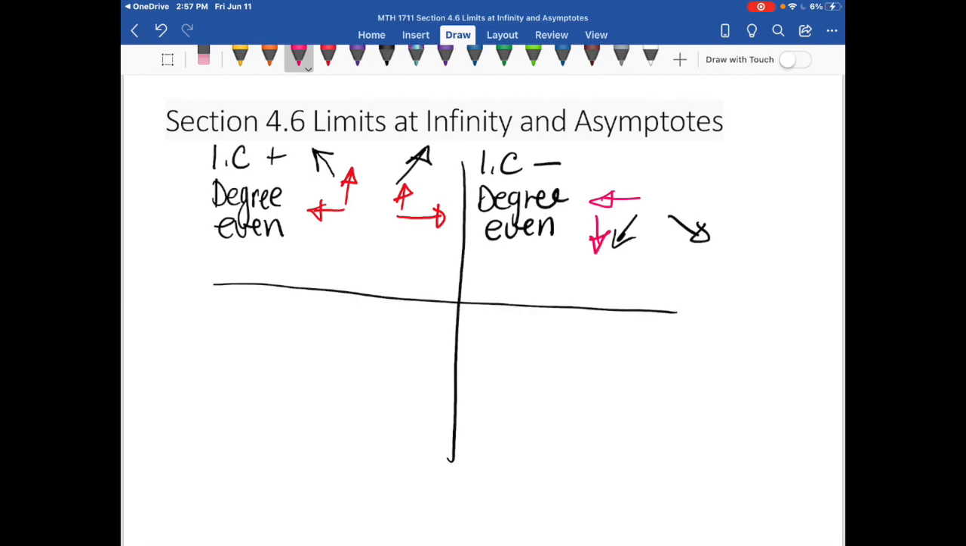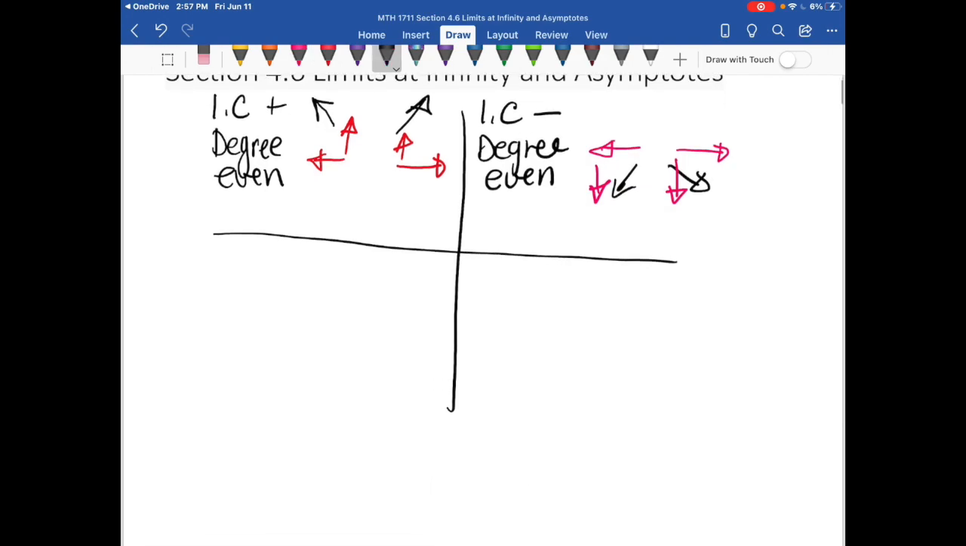Then we also said if the leading coefficient is negative and the degree is even, the arrows were going to go down and to the left and down and to the right, meaning as x approaches negative infinity, the value of the function was going to go down unbounded, to negative infinity. And as x approaches positive infinity, the value of the function is going to go to negative infinity.